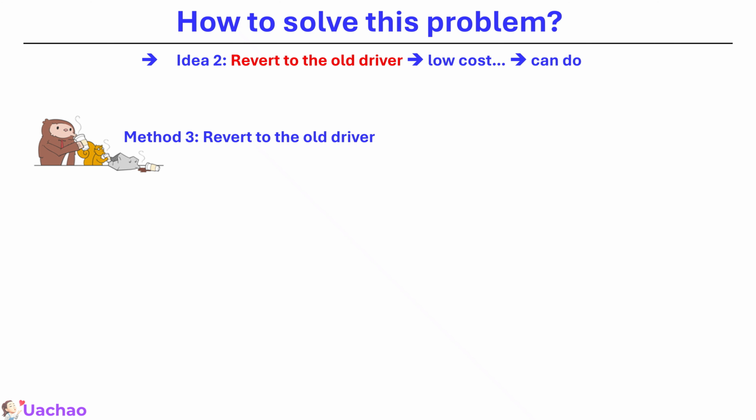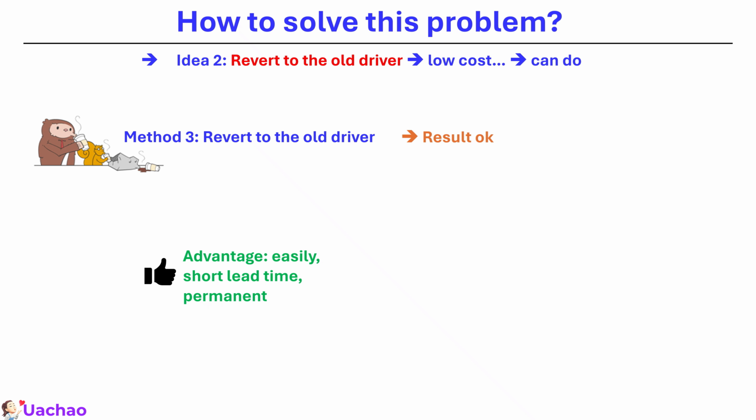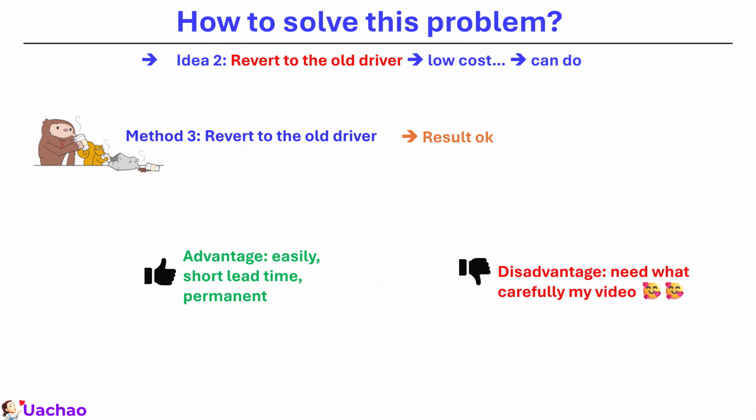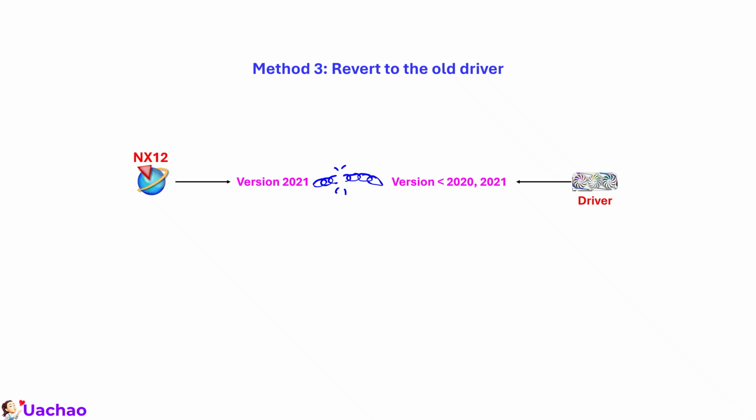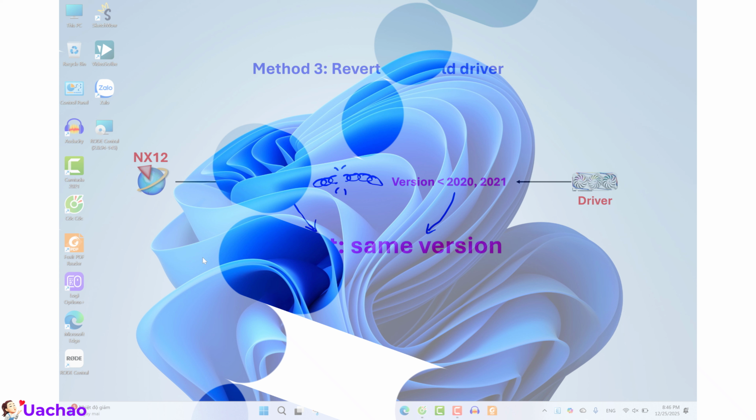Method 3. Revert to the older driver. This method can also give an okay result. In my opinion, it is easy, takes solid time, and can be a permanent solution. However, the disadvantage is that you need to watch my video carefully. The core idea of method 3 is to make NX and the driver the same version by downgrading the driver to match NXT. And after is the steps you need to follow.